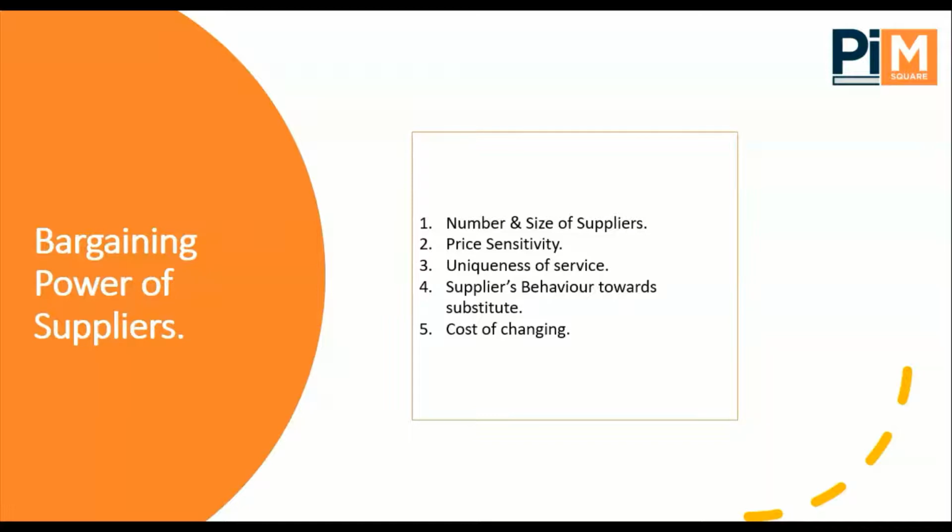Like what exactly does the supplier have in uniqueness? What is the USP of your supplier? And the supplier's behavior towards the substitute. Let's say you have a competitor, and how will the supplier behave? Is it better to swap, or go to the other competitor? So you have to understand with complete information about your supplier, and how soon your supplier can swap to the other competitor. You have to understand the cost of changing also.